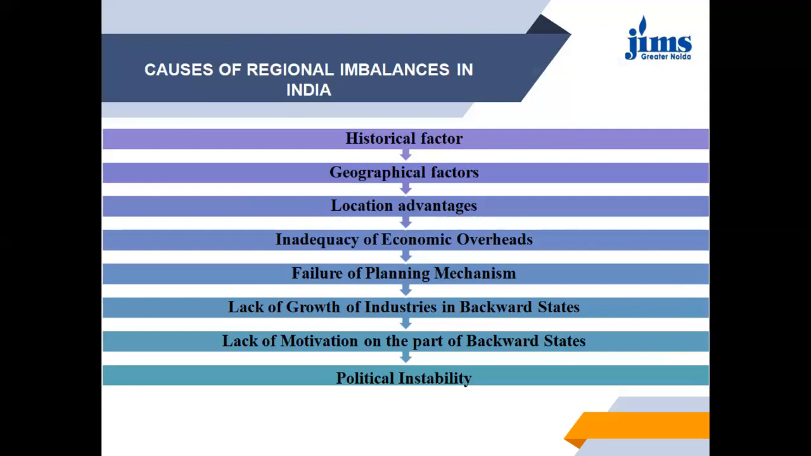Last but not the least, political instability. This is another important factor. The political instability prevailing in the backward regions of the country, in the form of unstable government, extremist violence, law and order problems, etc., has been obstructing the flow of investments into these backward regions, besides causing flight of capital from these backward states. So these are some of the causes of regional imbalance in India.